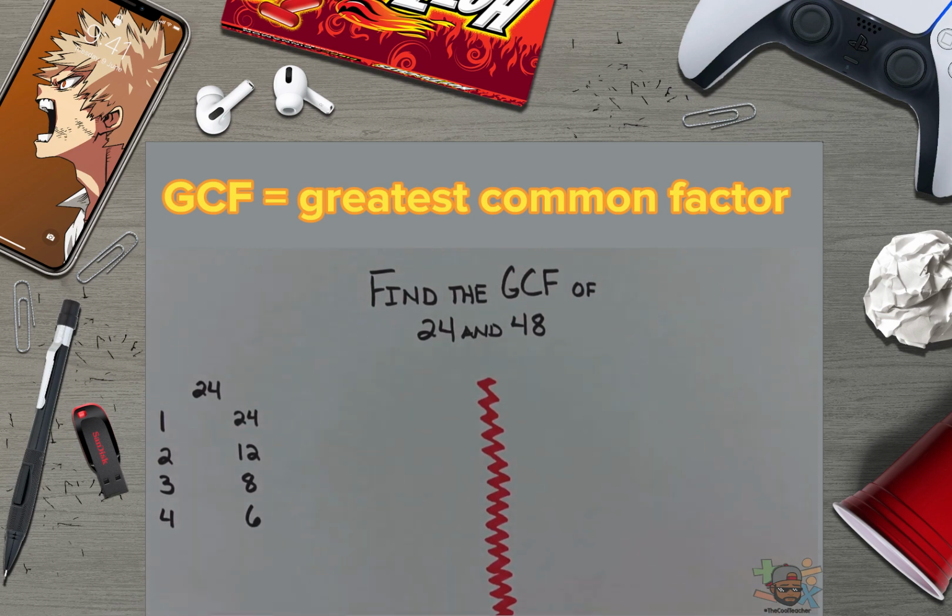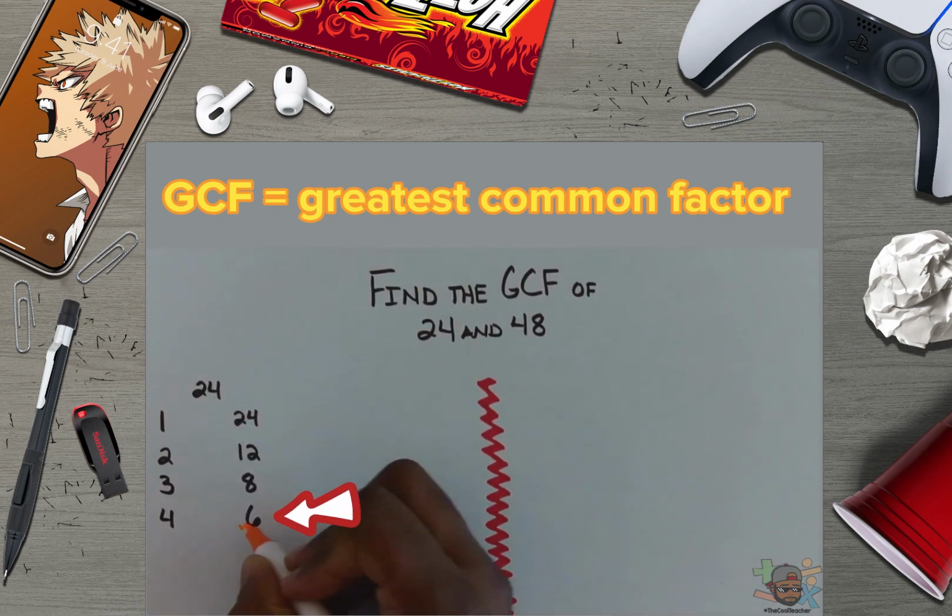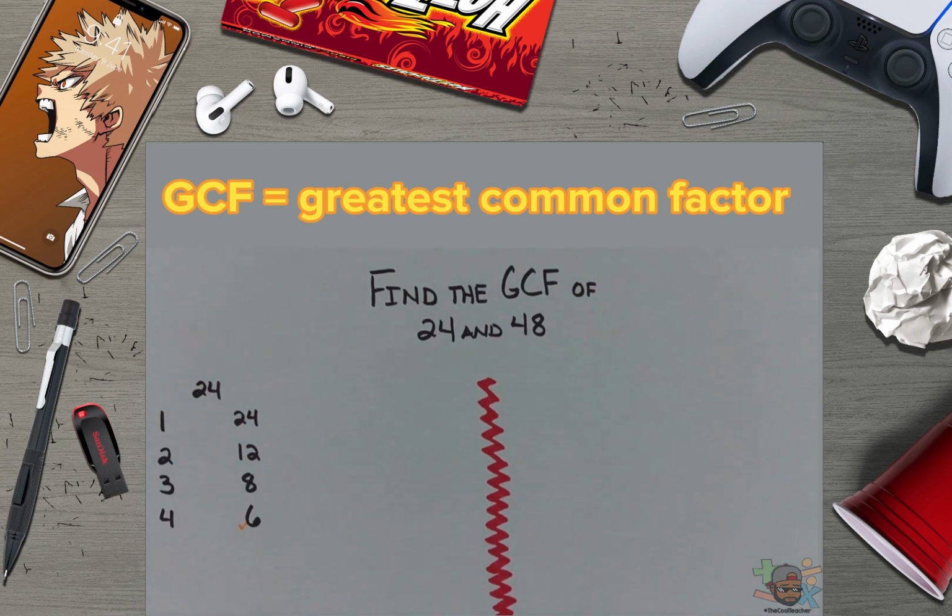And what comes after 5? 6. And I already have 6 on this side. So that's how I know I'm done. I've counted up one by one, and when I ask for a number and it's already on the right-hand side, I know that I'm done.